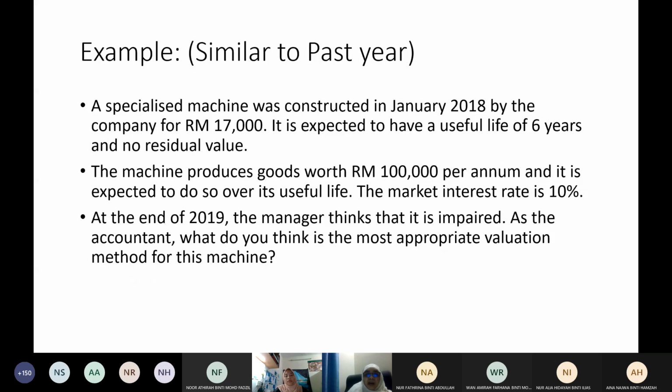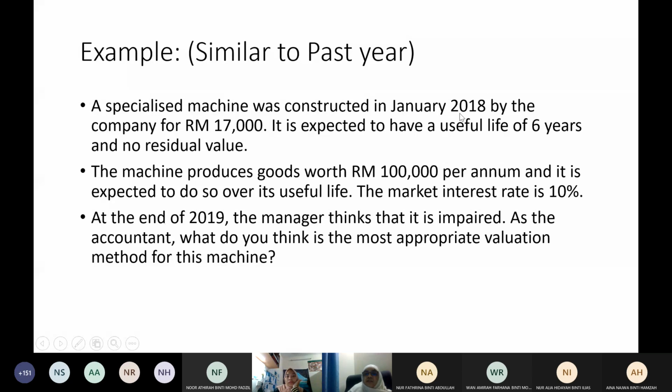So this is an example similar to a past year question. I did not take the past year question identically, because we won't have time to cover it. But this is similar, and it is from the accounting theory and policy course, which is the predecessor to the FAR 5 course. Okay, so you have a specialized machine.